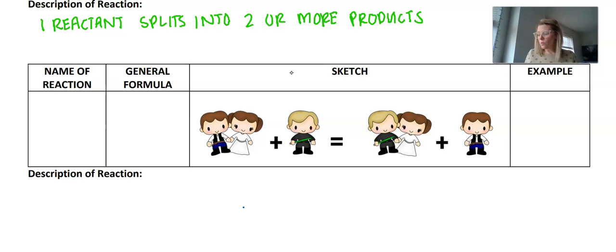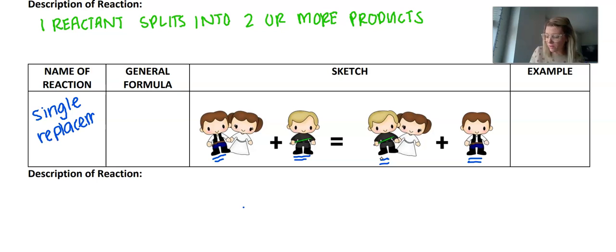And so we had here Han Solo swapping spots with, I'm guessing that's Luke, right? I do know the Star Wars films, but it seems a little weird. I guess Luke and Leia, brother and sister, just leaving as a nice escort, and then Han Solo by himself, okay? So this is called a single replacement reaction. And it is where we are replacing just one of the substances in the compound.